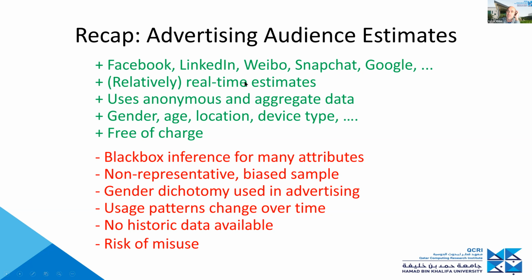These estimates are relatively real time. I think there's a lag of maybe 1 week, even for the so-called daily active users, but even a 1 week lag would essentially still be real time as far as global development is concerned. It's anonymous and aggregate, right? We don't have individual user data. We just have, okay, there are 2,000 users here, or 10,000 users here. We don't know who these users are. We just have aggregate counts, and there are also certain lower bounds on these counts. Facebook does not report counts below 1,000. I think for LinkedIn, the smallest count you can get is 300, if I'm not mistaken. There are a lot of attributes that you can use for targeting, and of course, it's free of charge.